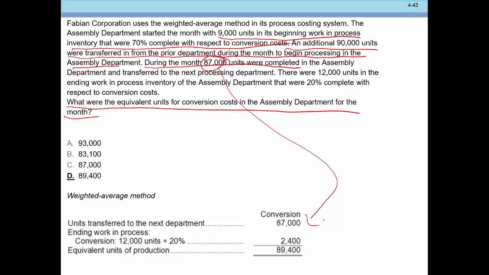Then they go on to tell me that there were 12,000 units in ending inventory, 20% complete. So I take that 12,000 times the 20%. Is that an easy question? It's so easy you're stunned, right? Okay. Question?